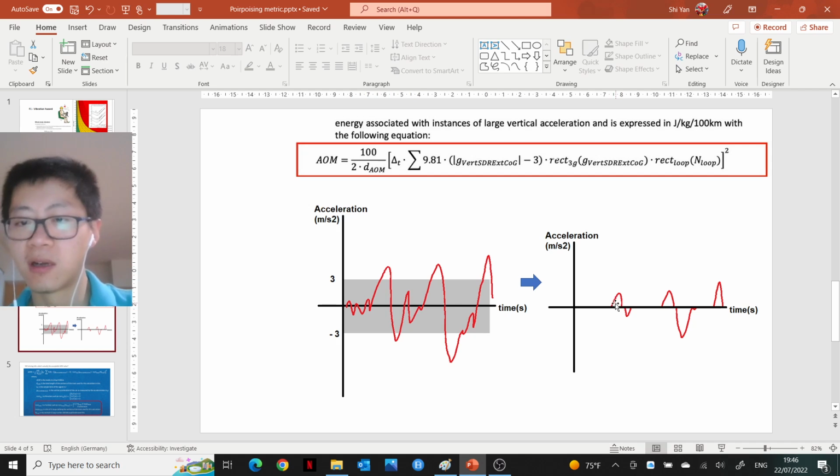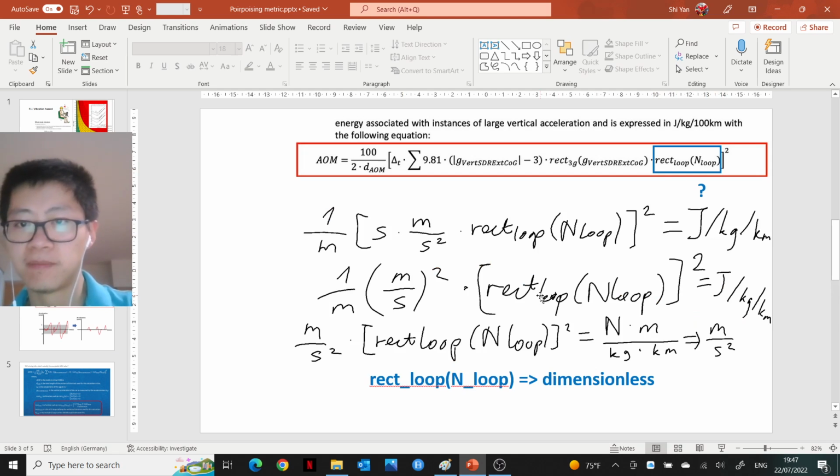Everything that remains, they will take the surface area underneath the curve once you've removed everything that's between plus and minus 3, and the area of what is remaining is then used to calculate the AOM. But what we didn't have until the video from the race is this rect loop portion. Previously, just by going through the dimensions or the units in the different parts of the equation, it's possible to tell that the rect loop should be dimensionless, and that's how it turns out.